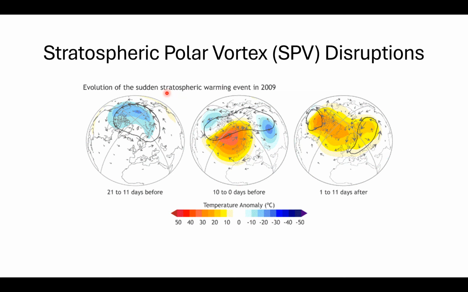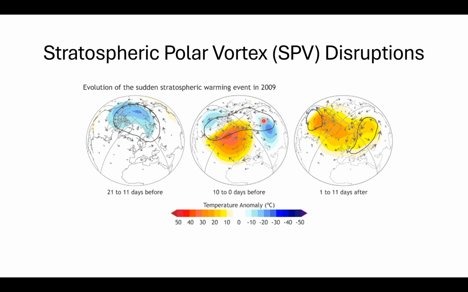Now, this is an example of the evolution of the sudden stratospheric warming event in 2009. Now, 21 to 11 days before the sudden stratospheric warming, this dark solid line here with the arrows represents your stratospheric polar vortex. It's pretty circular in shape. It's over the North Pole. No big deal. We got these colder than normal temperatures, which are confined up to the Arctic area over the North Pole, associated with this stronger stratospheric polar vortex. Now you get this wave energy to propagate into the stratosphere to really start breaking down the polar vortex and weakening it.